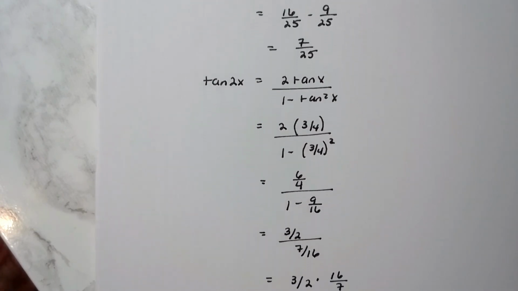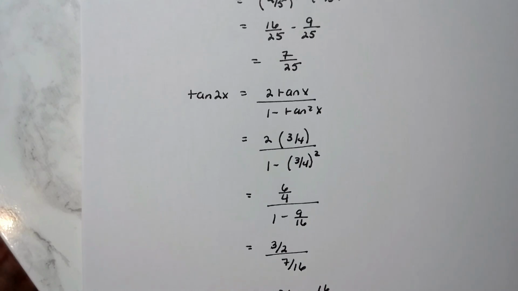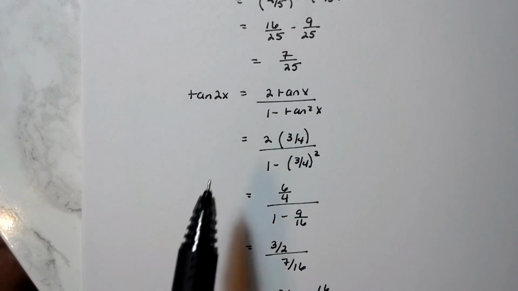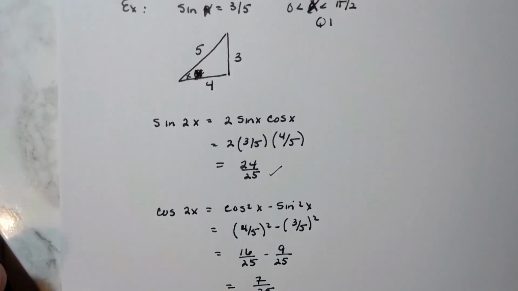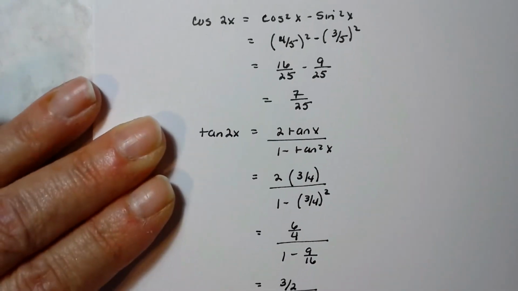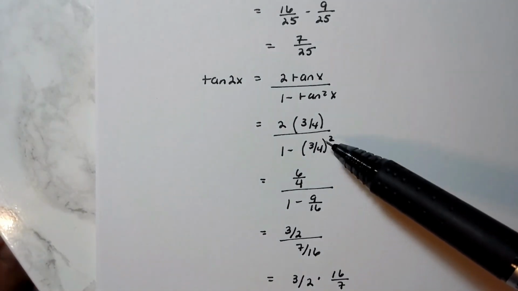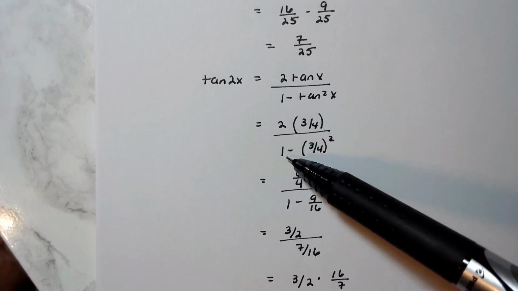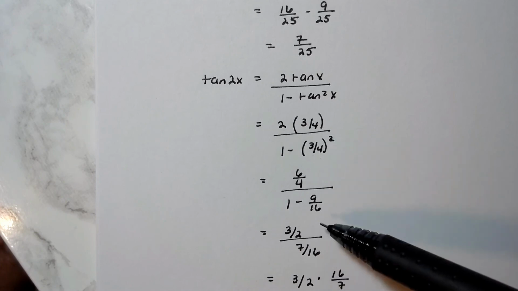The tangent, there it is, it's long, but I tried to work it out step by step so I didn't leave anything out, so you can follow along. Here's our tangent formula. Well, the tangent is the side opposite, so let me bring this back up here. The tangent is the opposite over the adjacent, so 3/4. So I went ahead and plugged my 3/4 into both pieces of the fraction here. 2 times 3/4 is 6/4, and down here it's 1 minus 9/16, right? Don't forget to square the top and the bottom of a fraction.